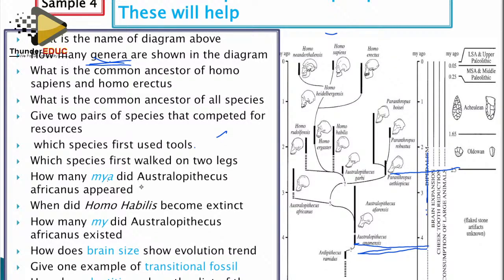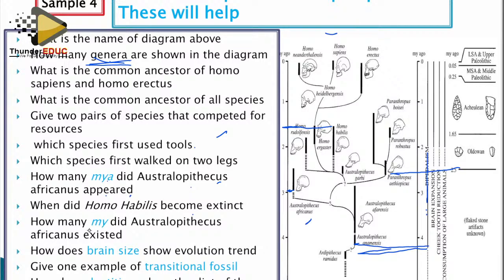Okay, how many million years ago did Australopithecus africanus appear? I look for Australopithecus africanus. I think it is here. Then I calculate. It appeared around 2.9 million years ago. And then when did Homo habilis become extinct? Homo habilis is here. It became extinct around 1.6 million years ago.